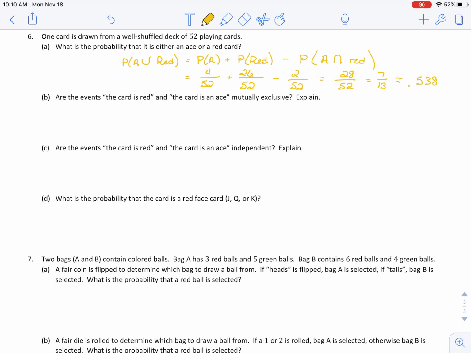So then I want to know, those events of being red and an ace, are they mutually exclusive? Mutually exclusive would be, if you drew a Venn diagram, is this empty? So I guess I shouldn't put a 0. If it's 0, then it's mutually exclusive. If there's any other number in this space, they are not mutually exclusive. So that space is the intersect of those two events, and we just said that there are 2 cards in there. So because there's overlap, they are not mutually exclusive.